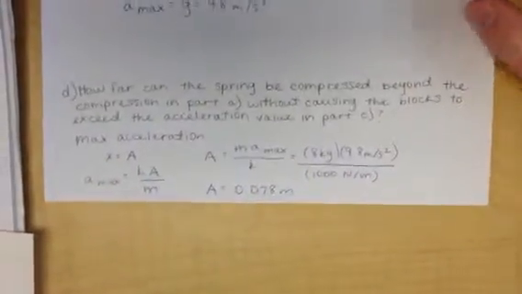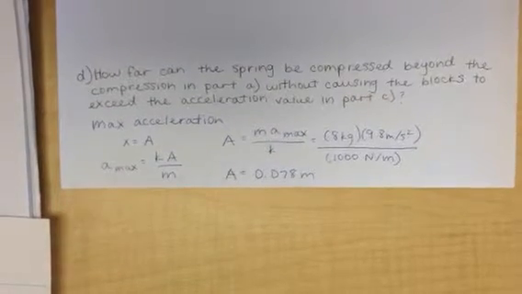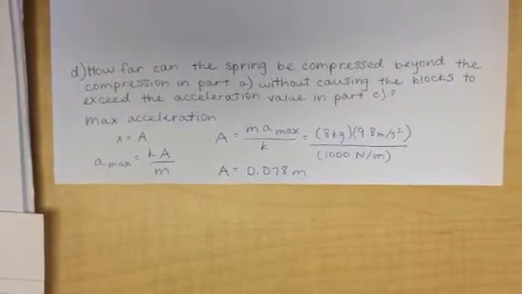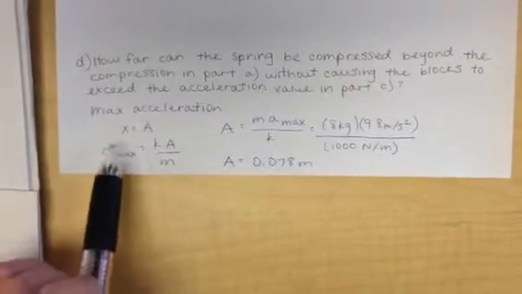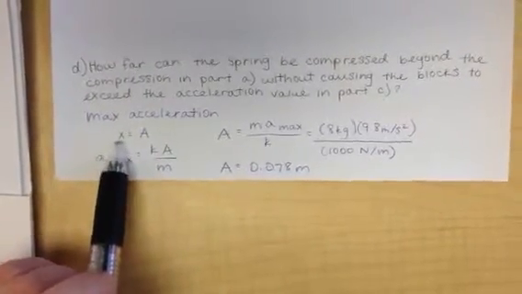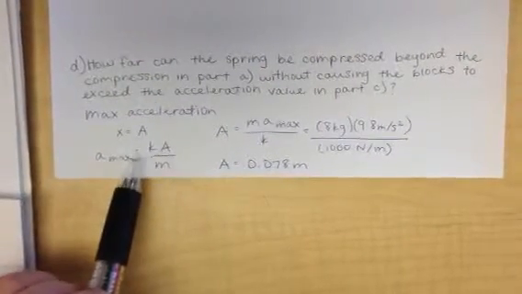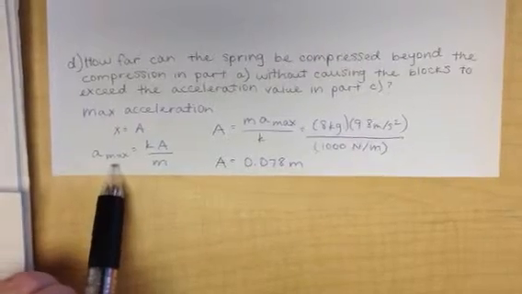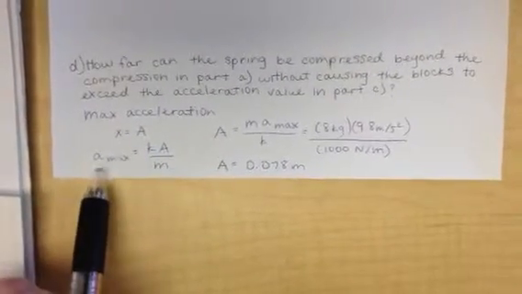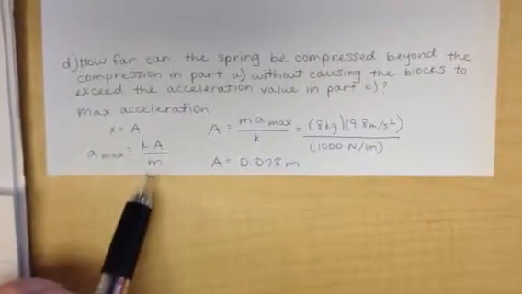Now part D asks, how far can the spring be compressed beyond the compression in part A without causing the blocks to exceed the acceleration value in part C? So to find the maximum acceleration, you first need to know the maximum distance it's going to be oscillating, which in this case is going to be the amplitude. So for the maximum acceleration, we're again going to be using the spring force.